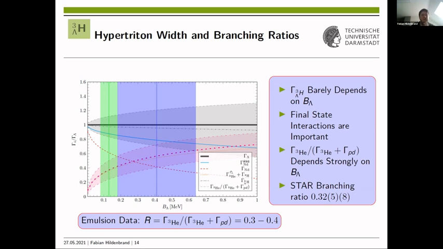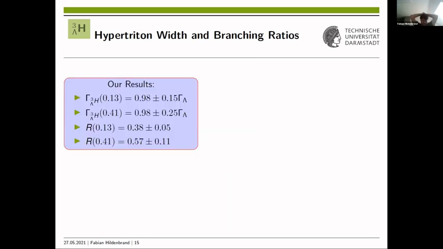So I want to give you now the brief, so to speak, take-home results: we basically obtain a total width that is comparable to the free lambda decay width, with some errors, that of course increases with the binding energy, and that those branching ratios for our calculation, at least for the classical value, so to speak, agree with the results from emulsion data and also with the result of the STAR collaboration for this branching ratio.